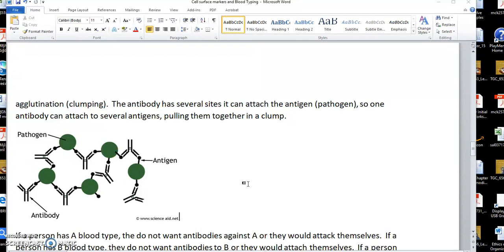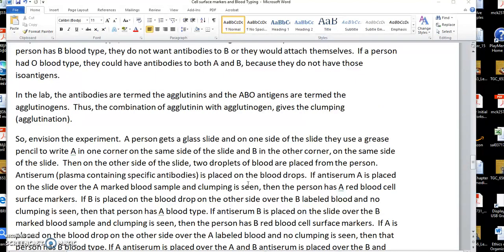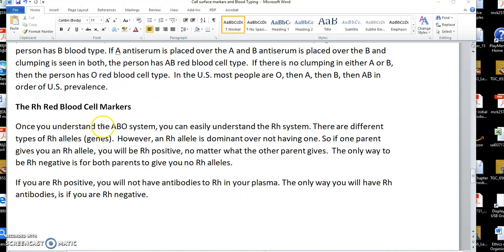If you got clumping on the A spot, that meant that you had A flags, A antigens. Then that would mean A blood type, provided that you didn't also get clumping on the B side. If you got clumping just on the A and not on the B, you would have A blood type. If you got clumping on the B and not the A, you'd have B blood type. If you got clumping on the A site and the B site, you would have AB. And if you got clumping on neither, then you would have O blood type. So that's basically how that particular situation works.